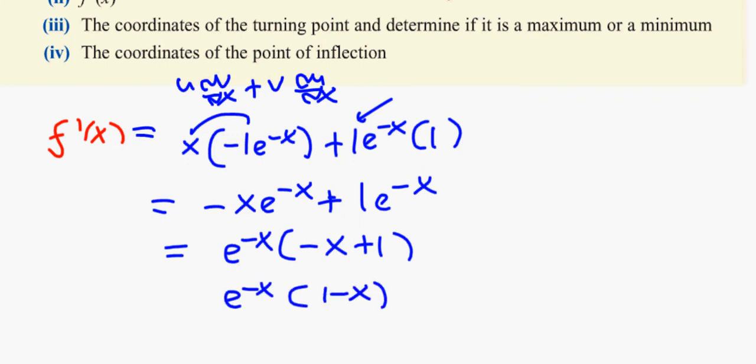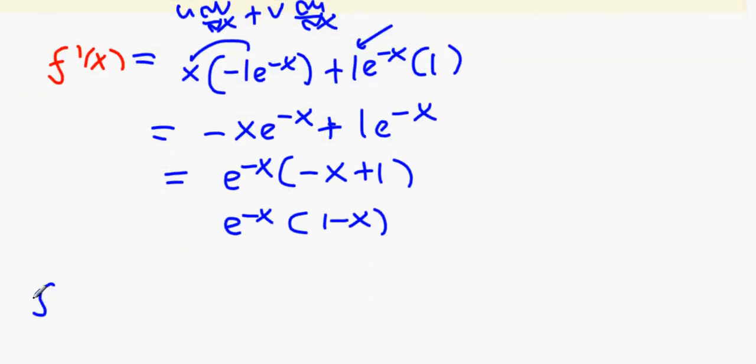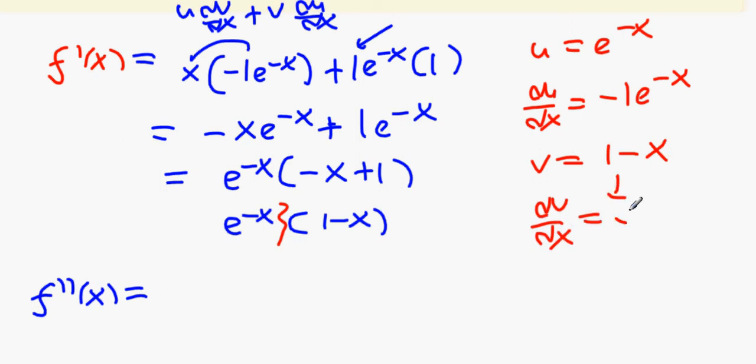Now, the next thing they want me to do is find the second derivative. So the second derivative is going to be another product rule, except this time u is e to the minus x. So once again, du/dx is going to be minus 1 e to the minus x. v equals 1 minus x, and dv/dx is going to be, that turns into 0, and this one turns into a minus 1. So this is going to be minus 1.